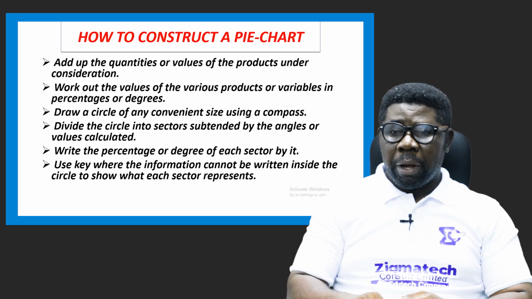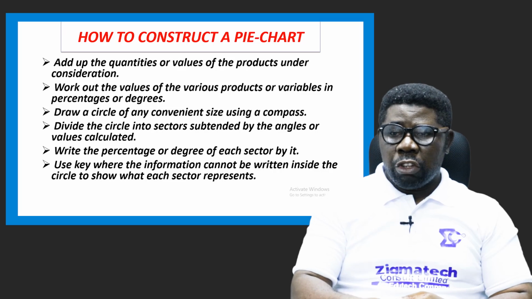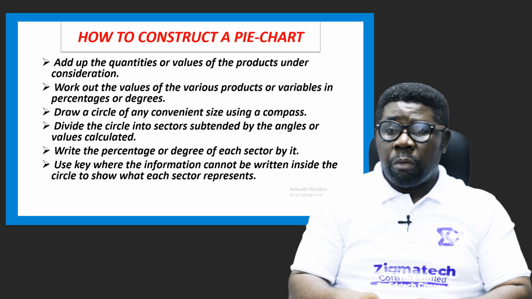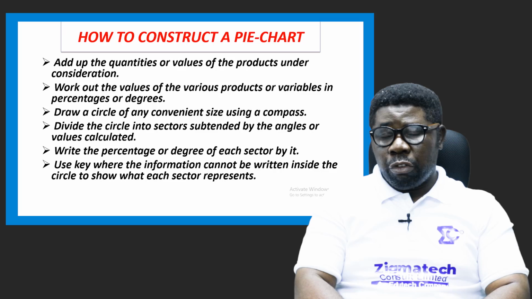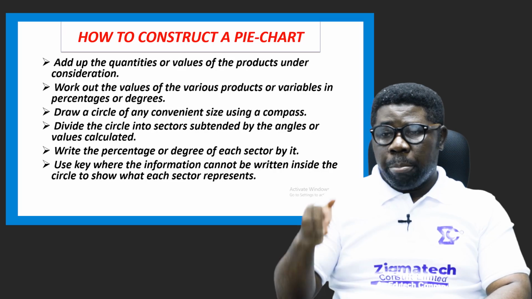Then write down the percentage or degree of each sector by it. Inside of it, you put it down by the name you have for that variable. Write it inside, or if it's too small, you can create a key and put the key accordingly.